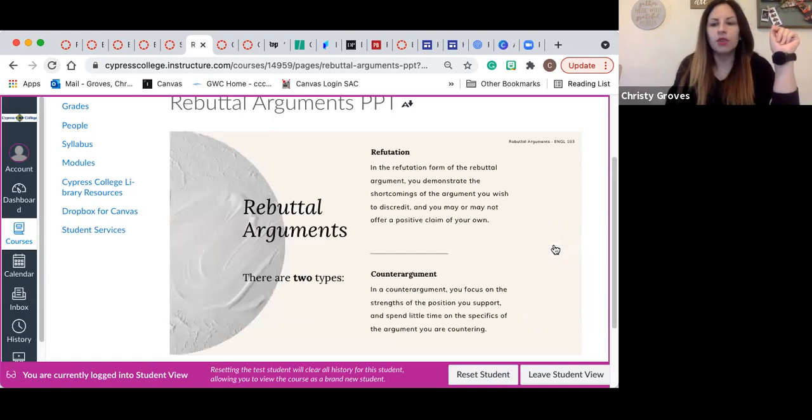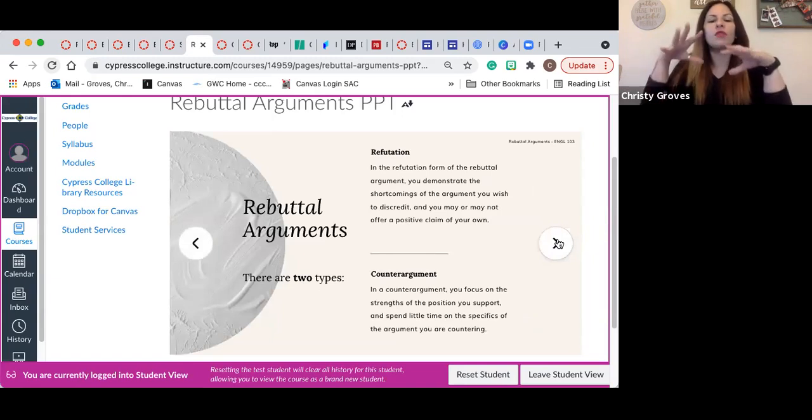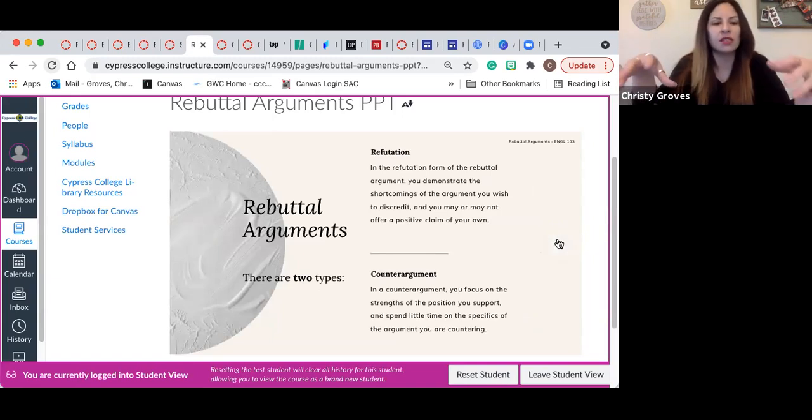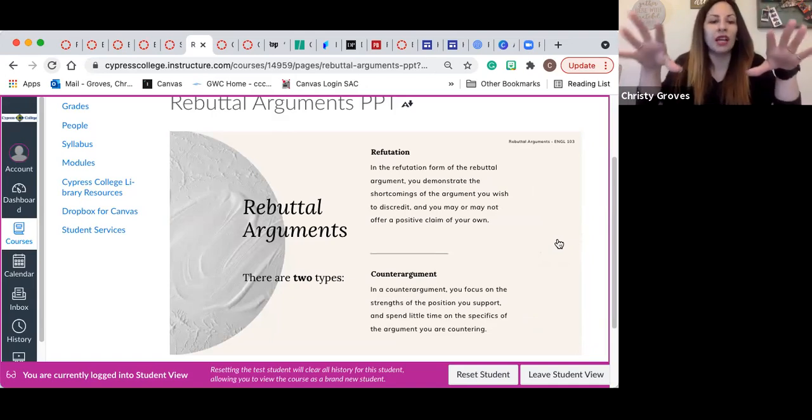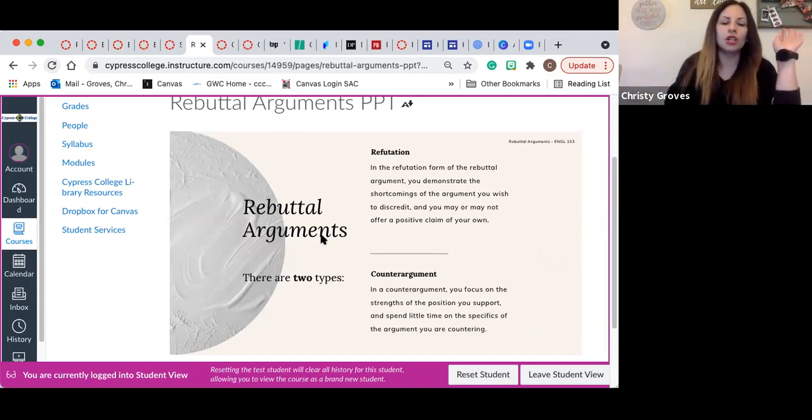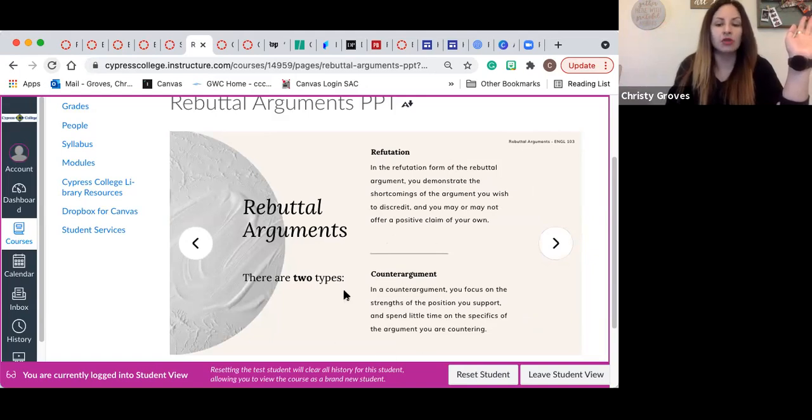Okay. So there are two different types of rebuttal arguments. And I know we've kind of been using these terms interchangeably throughout the semester, so I don't want you to get too hung up on them. I just want you to know the difference in the strategies here. So there are two types of rebuttal arguments: the refutation and the counter argument.